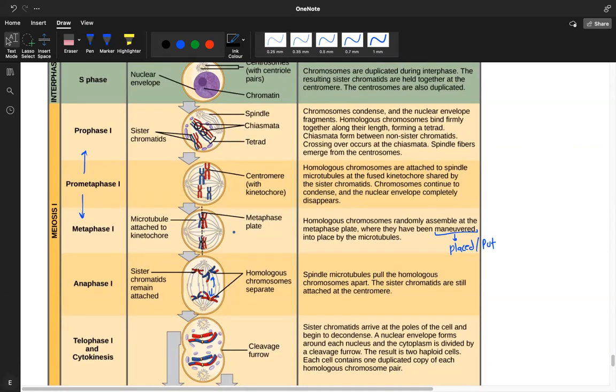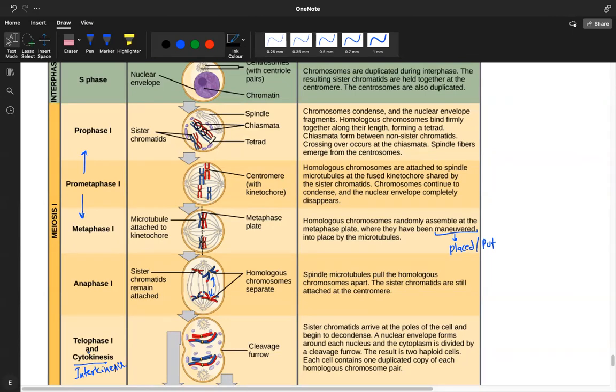Telophase 1 and cytokinesis. You know that this is actually interkinesis. Sister chromatids arrive at the pole of the cell and begin to decondense. A nuclear envelope forms around each nucleus, and the cytoplasm is divided by a cleavage furrow. The result is two haploid cells. Each cell contains one duplicated copy of each homologous chromosome pair.